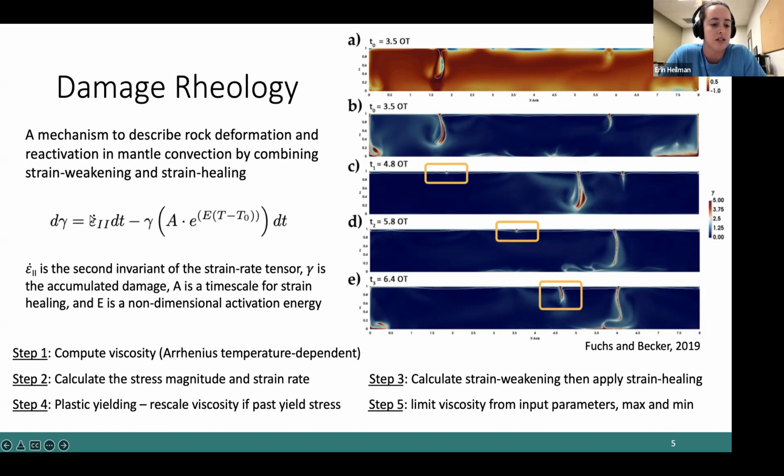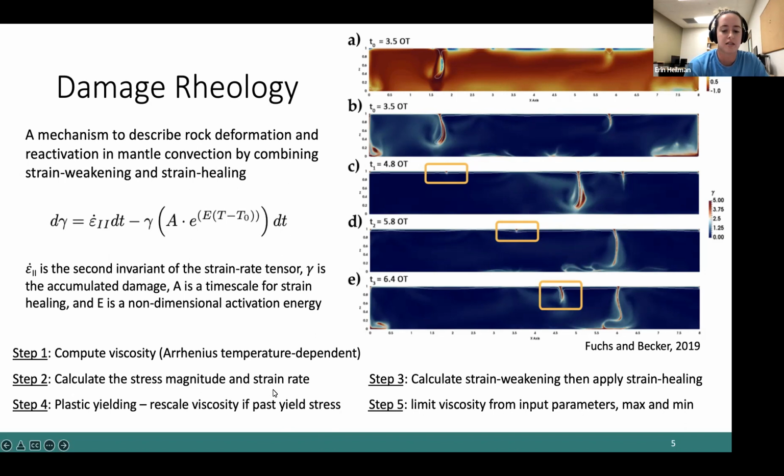Where this is your second invariant of the strain rate tensor. This gamma is going to be your accumulated damage, which is a non-dimensional parameter. It's just giving you an idea of what's happening with the strain. The A is going to be your time scale for strain healing, and E is a non-dimensional activation energy. And so it's essentially saying with time and enough applied temperature, you can heal that damage. So it essentially means that you don't end up with lots of accumulated strain in the mantle, but you will in the crust where it's cooler, and that can be held onto for a longer time.